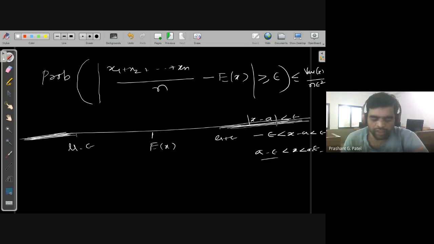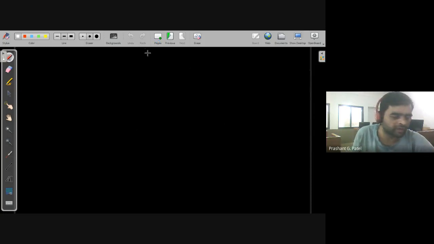We'll use two inequalities to prove the law of large numbers. The first one is Markov's inequality, which states that the probability that a non-negative random variable exceeds a bound a is bounded by the expected value divided by a. Let me prove that one first, and then we'll go for the other inequality, and then for the law of large numbers.